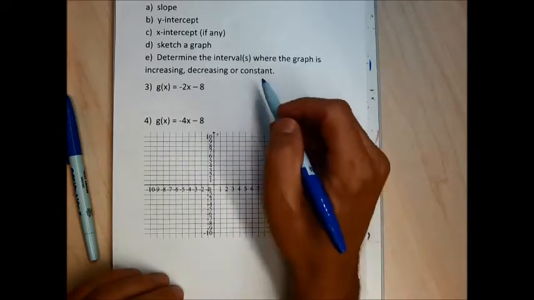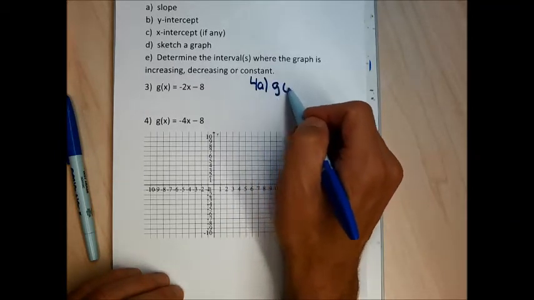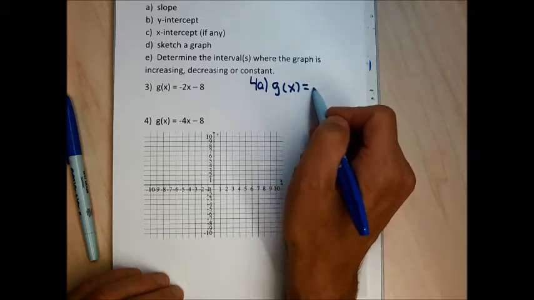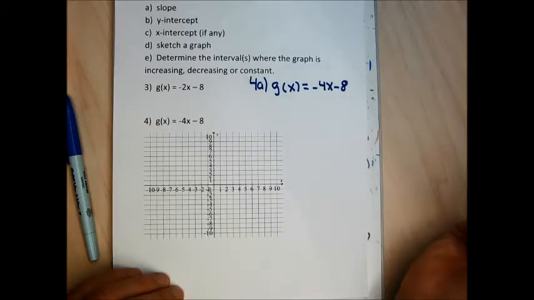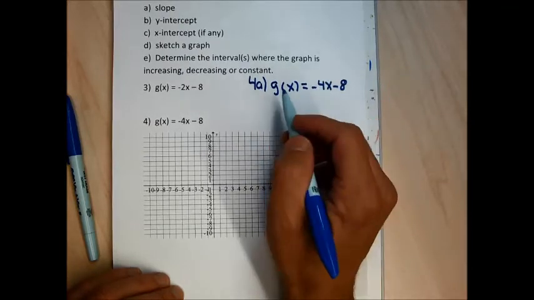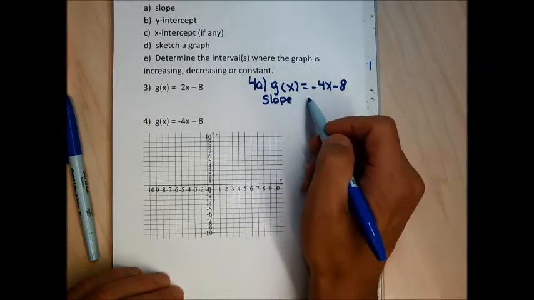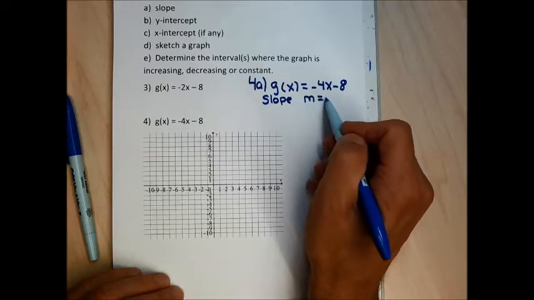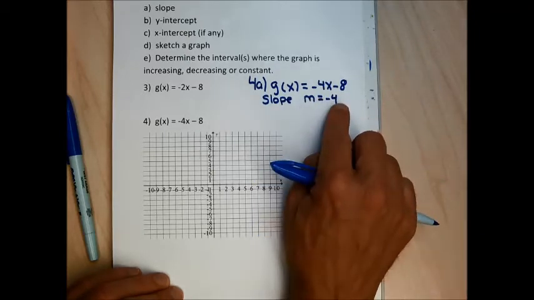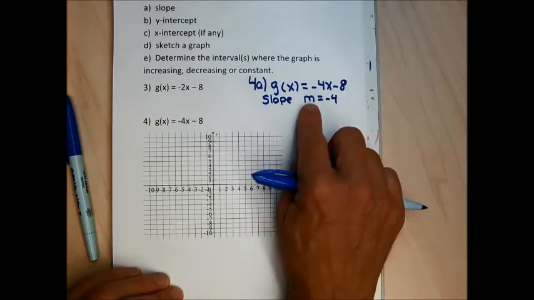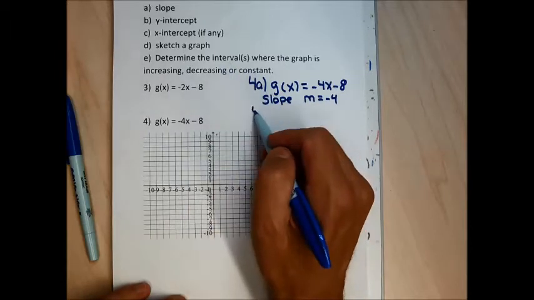For problem 4a, it wants me to find the slope, and the function that's given is g of x equals negative 4x minus 8. It's in y equals mx plus b form, so the number in front of the x is the slope. The answer to 4a is the slope is going to be negative 4. A lot of times I'll say m for the slope just because I'm used to using that letter. But ultimately, the negative 4 is the important part. If you say m equal to negative 4, I'll understand that means slope. If you just say the slope equals negative 4, we'll be fine too.